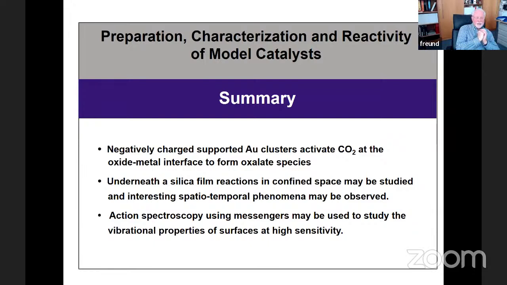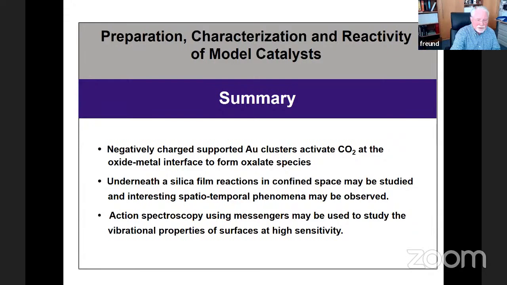create model situations where we can look at confined spaces. That's what I've shown you. And still, surface science gives you the opportunity to develop and study new spectroscopic techniques that can perhaps give you new information that was not available otherwise. So with this, I would like to close.